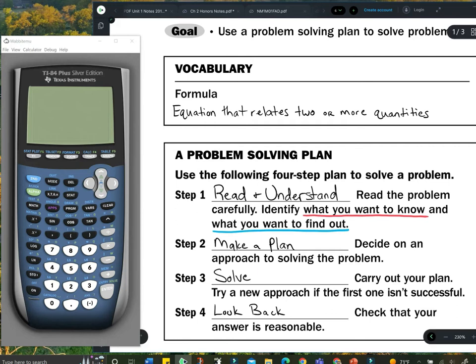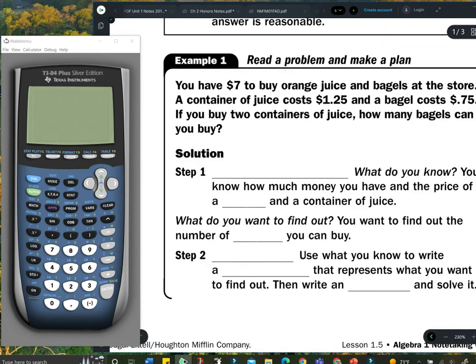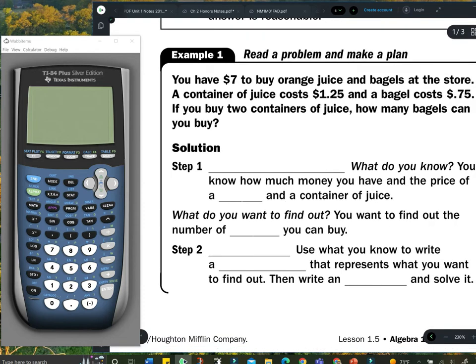Step one, read and understand. I have a few things highlighted. I would recommend getting highlighters to help you through problems because you want to know what you know in the problem and what you want to find out. That's usually a variable. Then make a plan, solve, and look back, and that is the idea. So again, pause, write those down, and we'll jump into our first example.